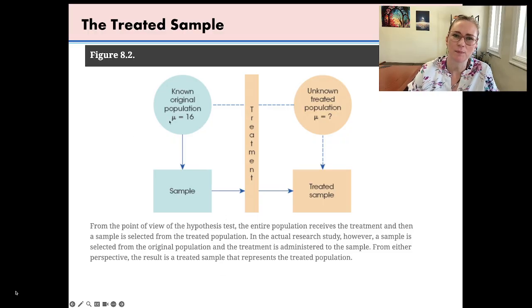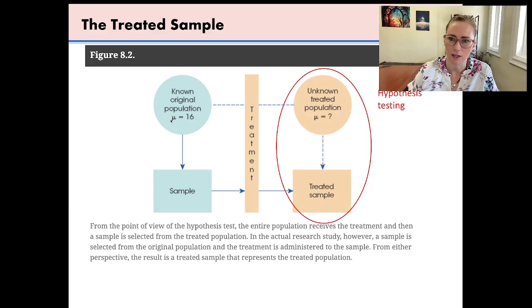So when we're doing research, we have the research question about our population, but what we're actually doing the research on is the sample that we collect. And the thing is, we don't usually know what the treated population would look like because we can't do it on the entire population. So this is why we collect a sample and we do our treatment on the sample, and then we make an inference back onto what this has to say about the population.